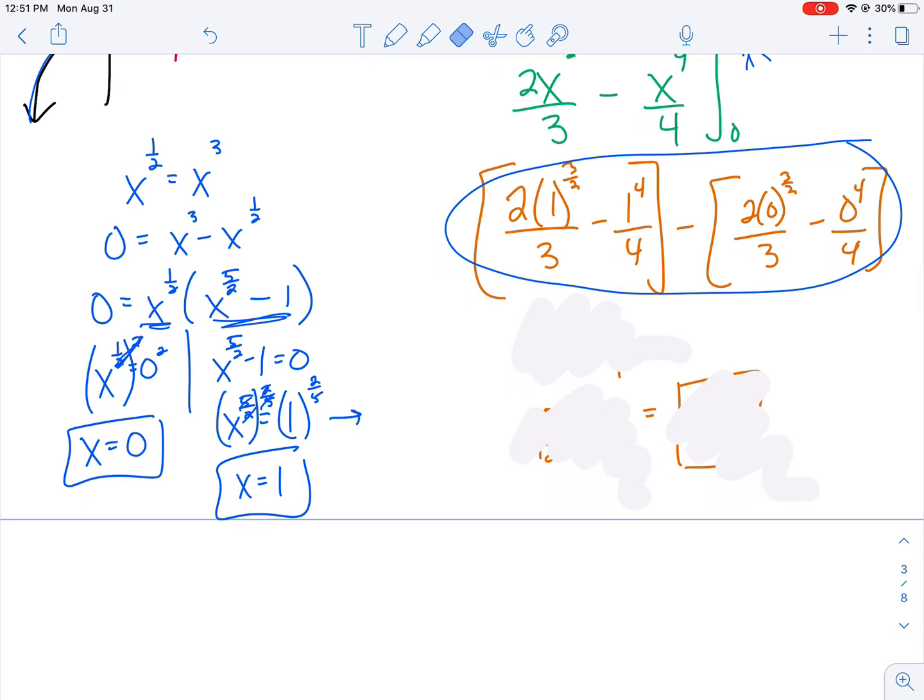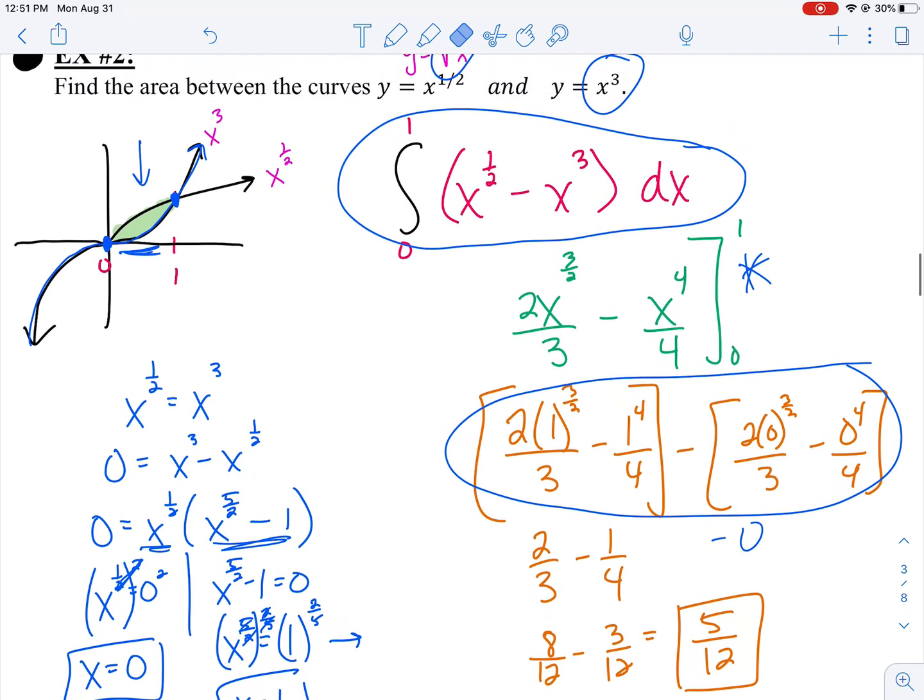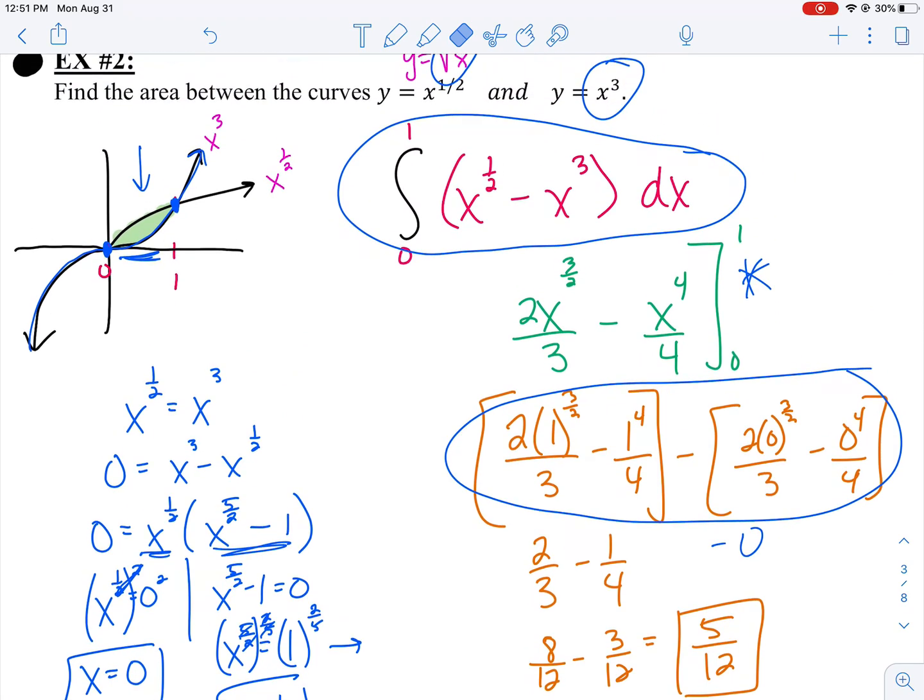All right, plugging in our 1, plugging in our 0, I ended up getting 2/3 minus 1/4 for that first parentheses. 0 was in my second parentheses, so that kind of just went away over there. Getting a common denominator of 12, I was able to get an answer of 5/12. So I know the exact area in between these two curves from 0 to 1 is 5/12.